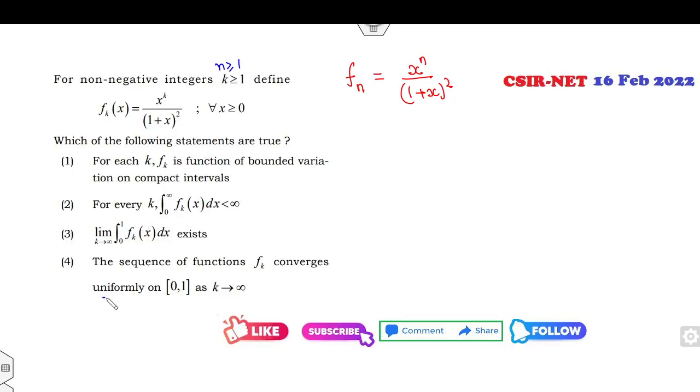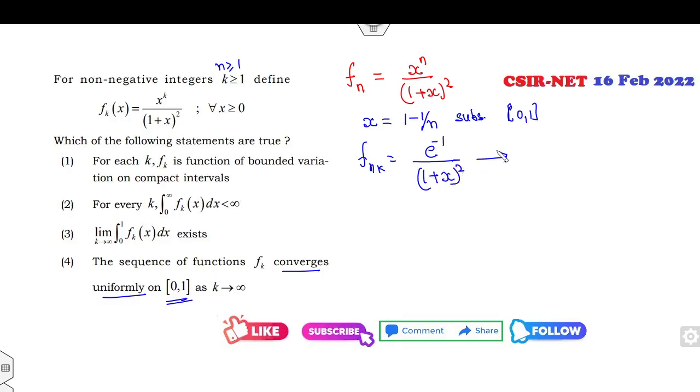Firstly, we will talk about the uniform convergence. I think that's quite easy because my domain is [0, 1]. If I again consider the subsequence of [0, 1] and find this, what will happen? It's e raised to power minus 1, over 1 plus x squared. It doesn't go to 0 as n approaches infinity. So that means it is not uniformly convergent. So it does not converge uniformly. Fourth option, cancel.